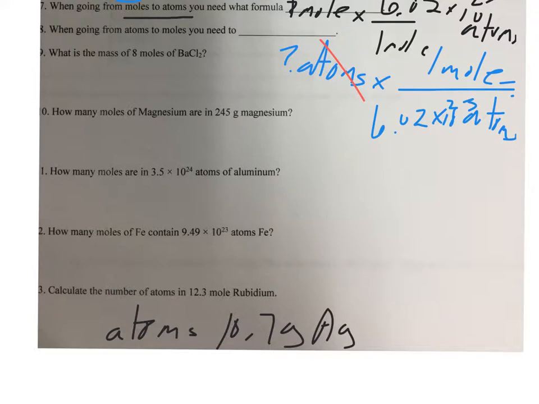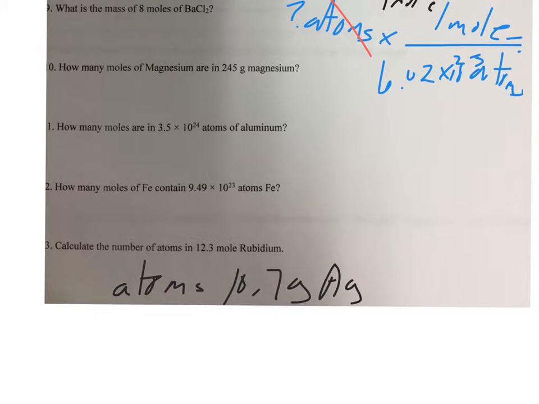Okay, so let's go ahead and move this up. Hello there. Okay, so atoms, 10.7 grams of silver, right? So let's move this a little higher, that way. The screen is still frozen. Oh, okay. Let's unfreeze the screen.